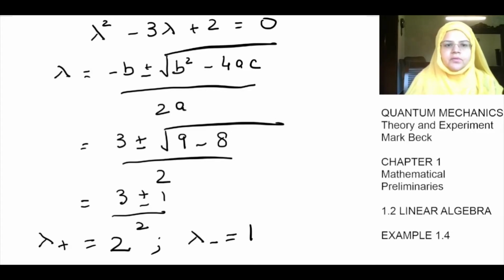We will apply the formula lambda is equal to minus b plus minus under root b square minus 4ac over 2a. The value of a is 1, the value of b is minus 3 and the value of c is 2. If we substitute the values, we get two values of lambda. Lambda plus is equal to 2 and lambda minus is equal to 1.